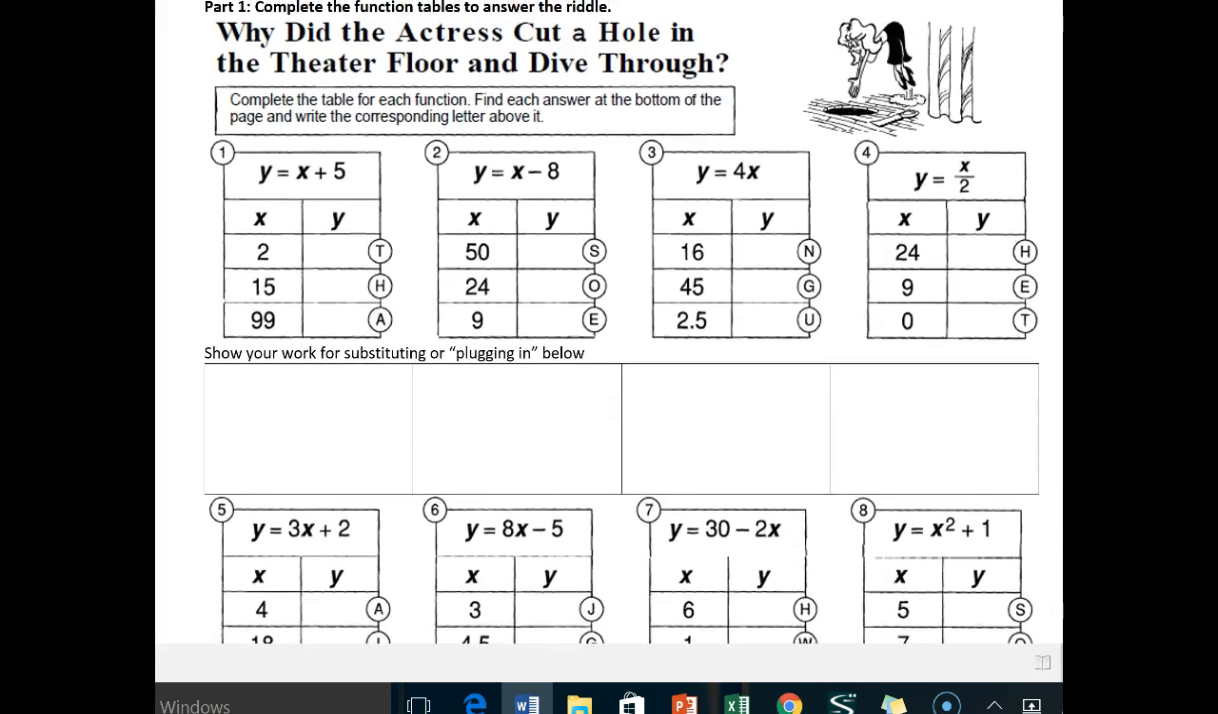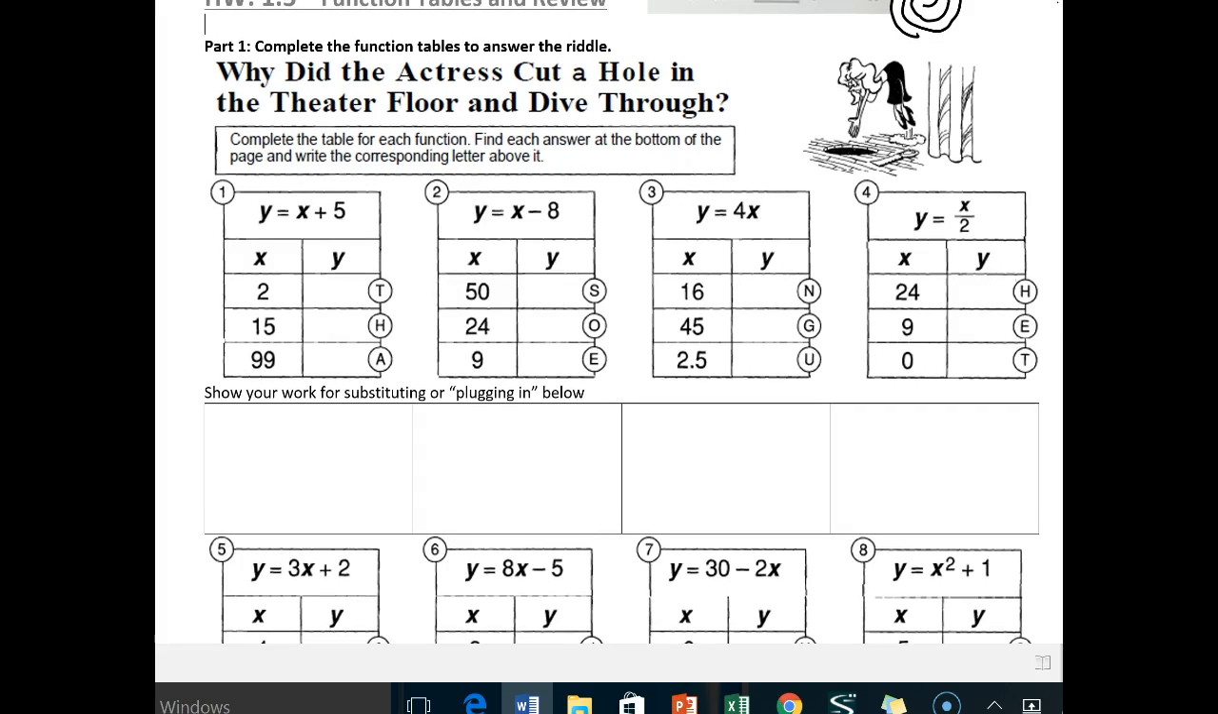So this is what's called a Pizzazz Puzzle. I've kind of adapted it for our homework, but it's basically a riddle. It says, why did the actress cut a hole in the theater floor and die through? And the answers to these problems would give you the answer to that riddle. I'm more concerned about the work, so let's go ahead and do that.